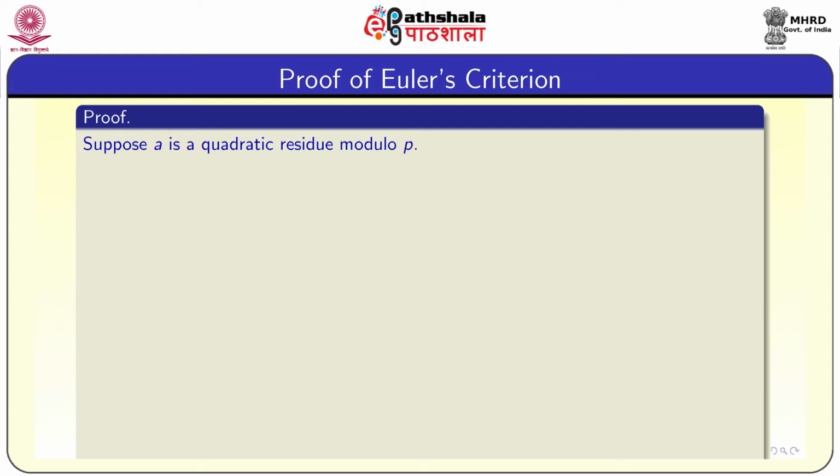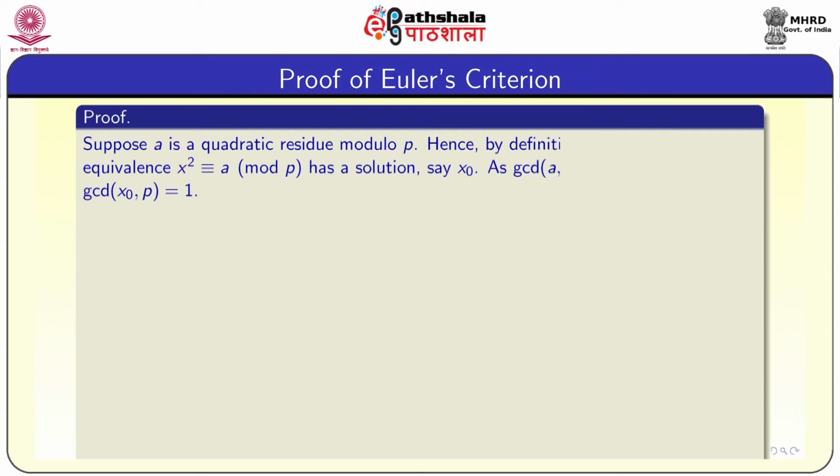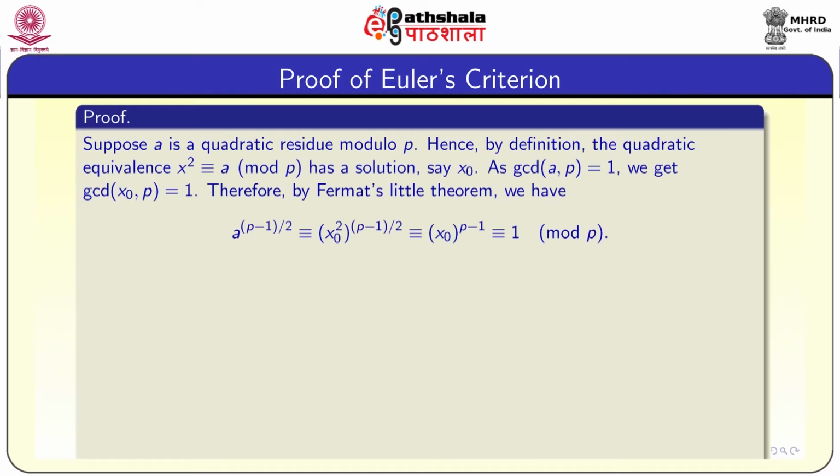So, the proof goes like this: suppose a is a quadratic residue modulo p. Hence by definition the quadratic congruence x^2 = a mod p has a solution, say x_0. As GCD of a, p equals 1, we get that GCD of x_0, p is also equal to 1. Therefore, we have a^((p-1)/2) congruent to (x_0^2)^((p-1)/2), which is x_0^(p-1), and by Fermat's little theorem that is congruent to 1 mod p.